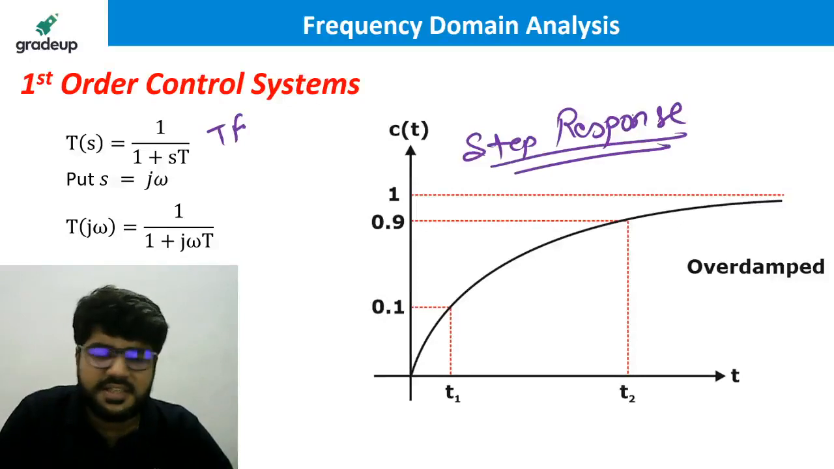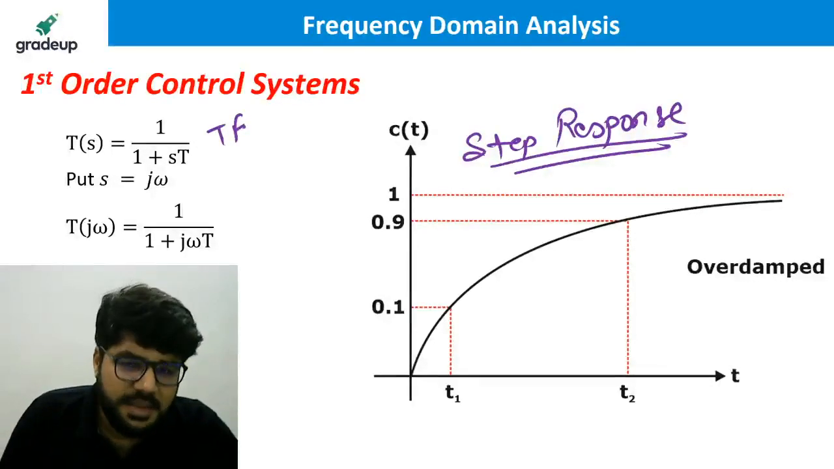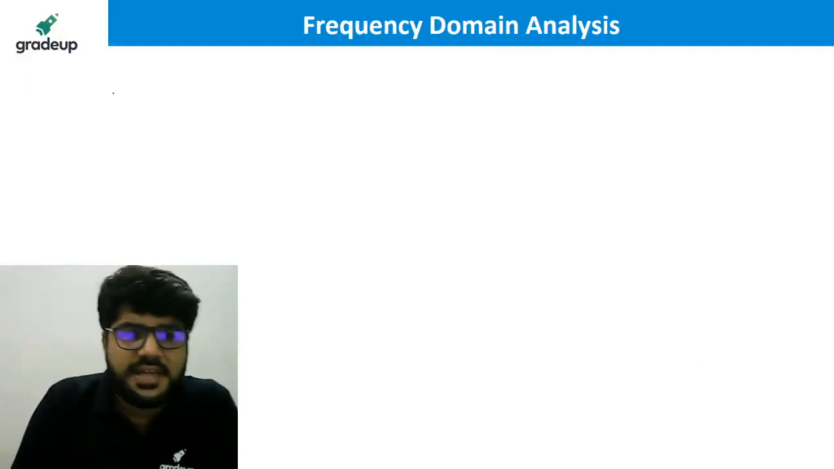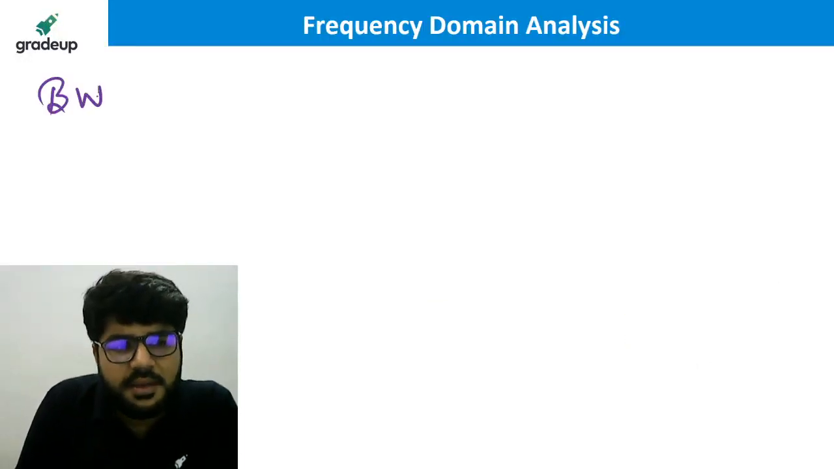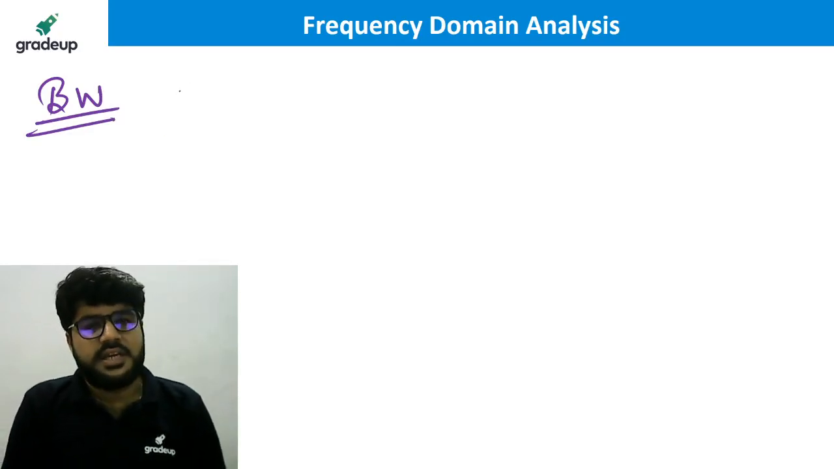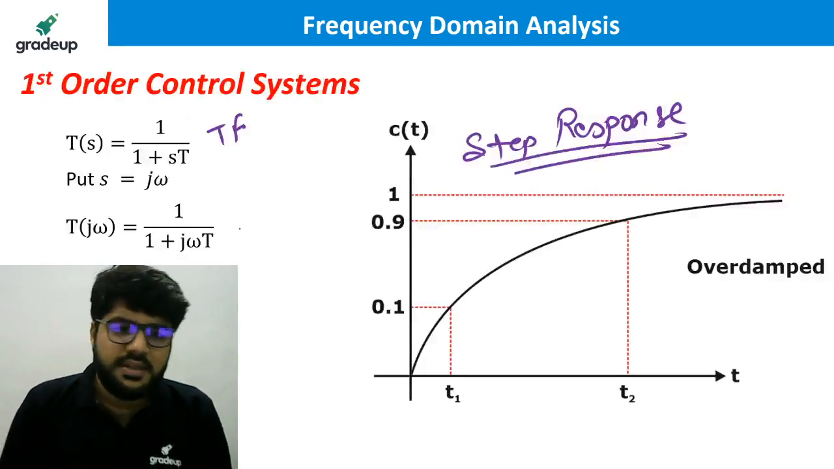We have learned this is the step response waveform that I have placed in front of you, right? First of all, guys, I am going to start the bandwidth calculation for first order. For bandwidth calculation, I need to check what is mod of T(j omega).